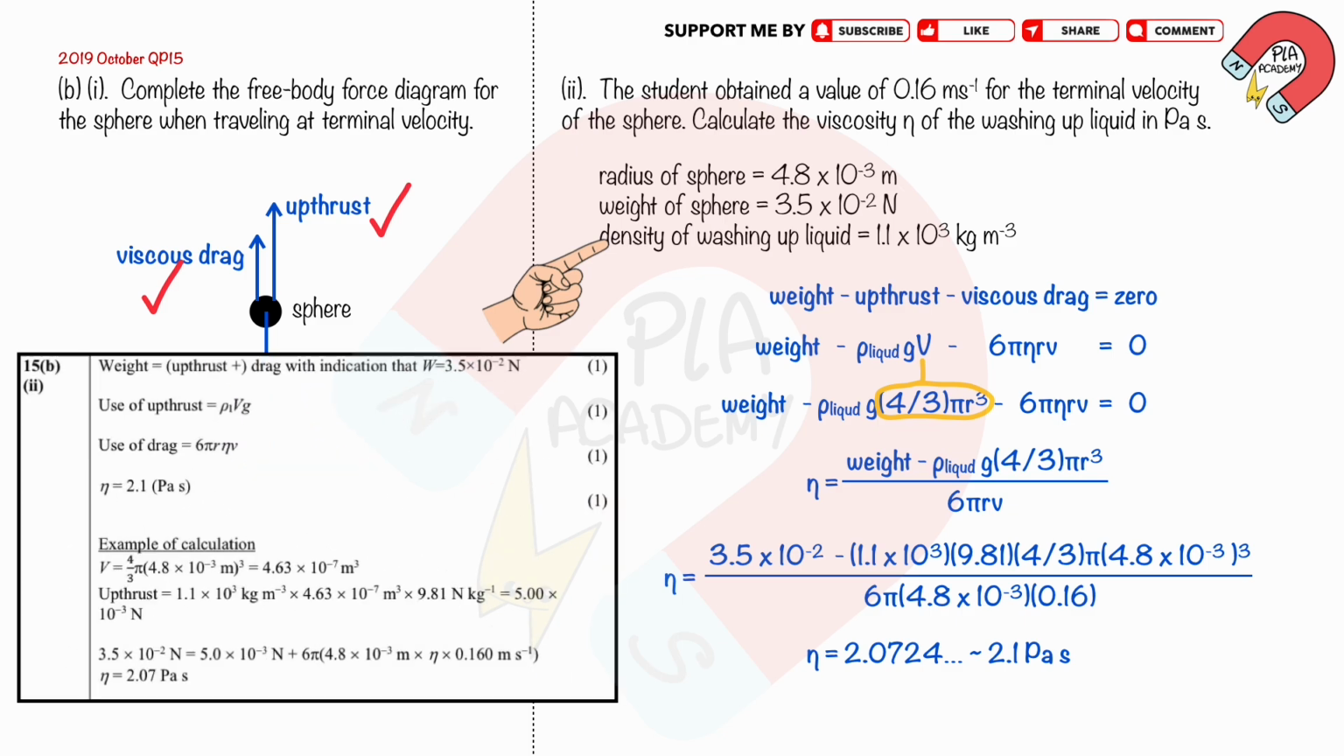You will get 4 marks from: the equation of weight of sphere minus upthrust minus viscous drag is equal to 0. Use the equation of upthrust as ρgV. Use the equation of viscous drag as 6πηrv. Correct viscosity as 2.1 pascal seconds.